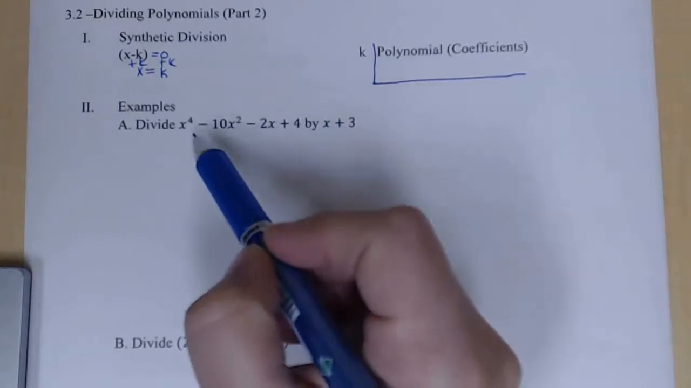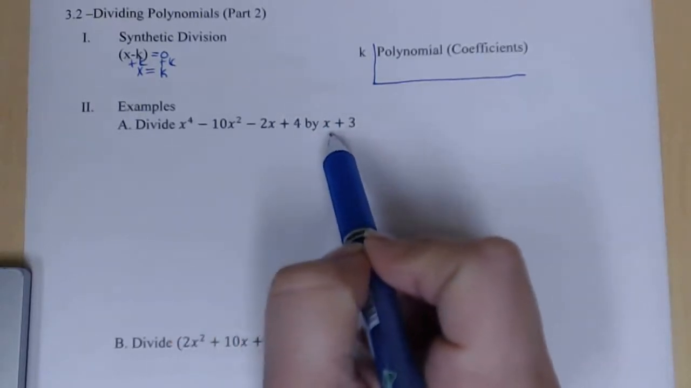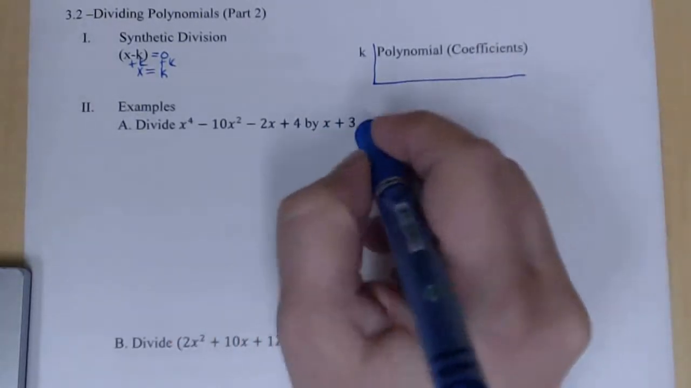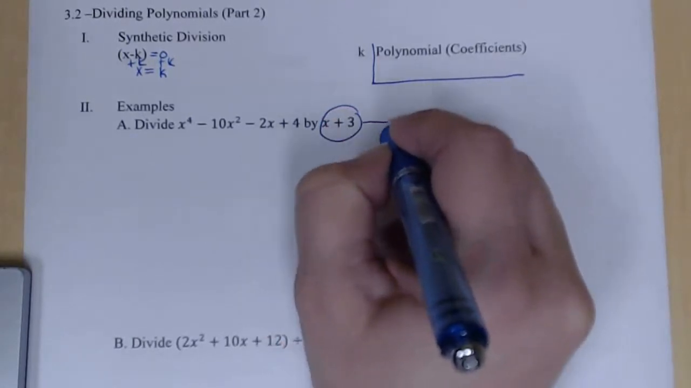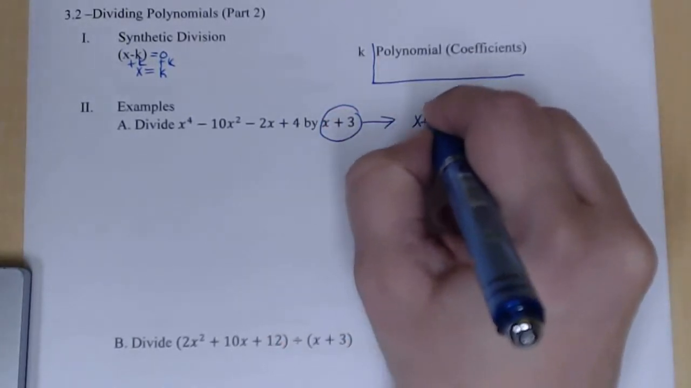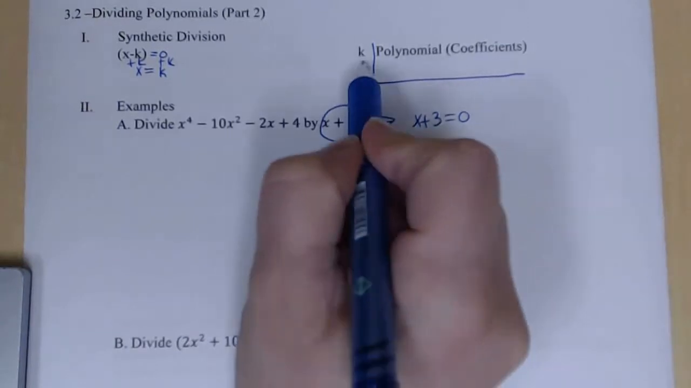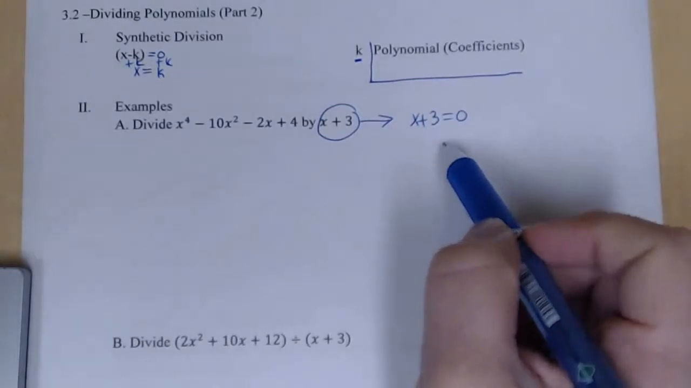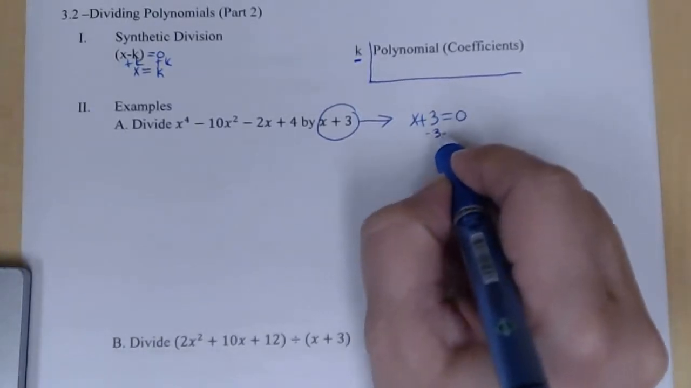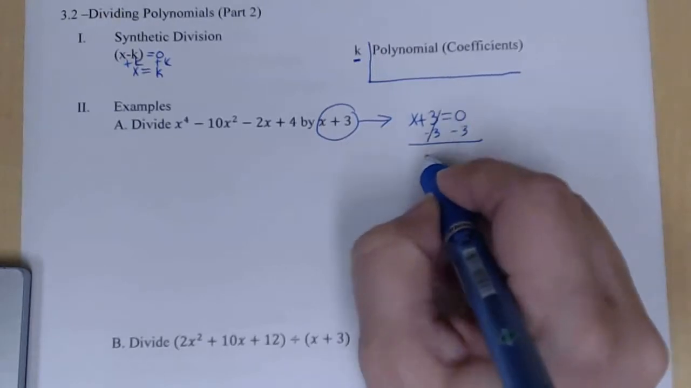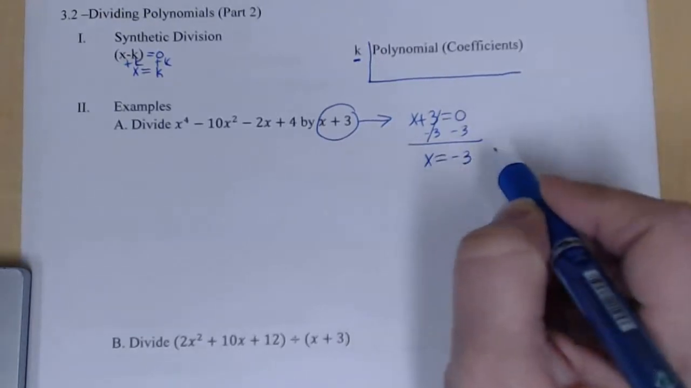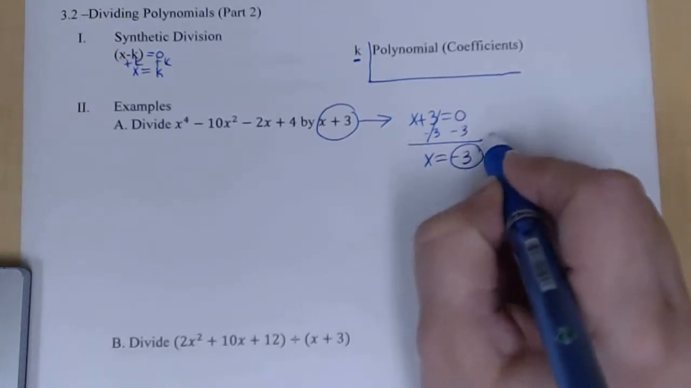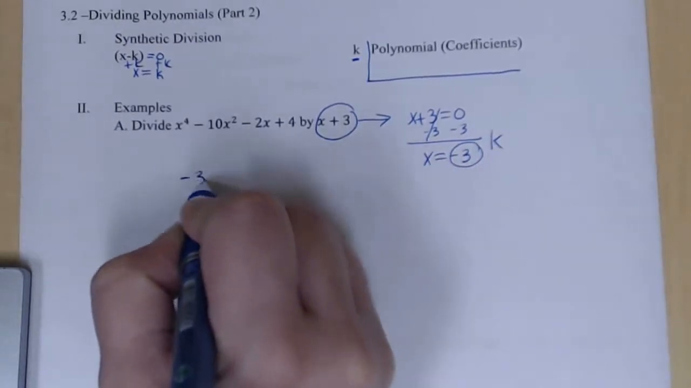So the first thing you notice is we're dividing this long polynomial by x plus 3. So the first thing you want to do is take this x plus 3, bring it out here to the side, and set it equal to 0 in order to find your k, the number that we're going to put out front. Sorry about that. And so what I'm going to do is subtract 3 from both sides. So this gives me x equal to negative 3. So this right here is going to be my k. So I'm going to place negative 3 out front.